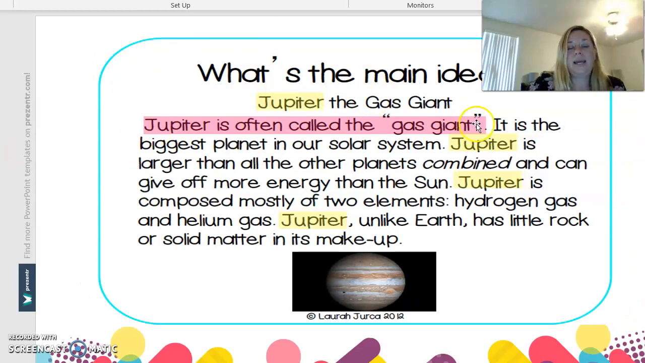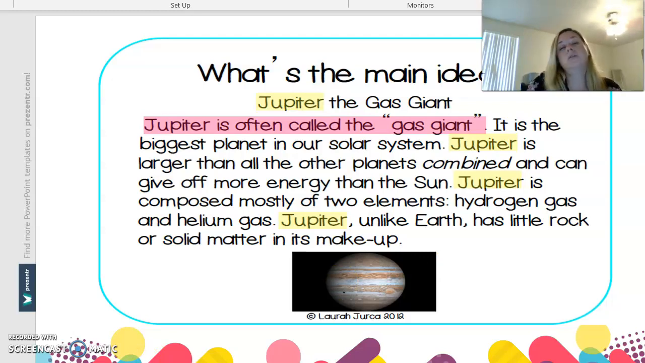And then the main idea, a lot of times the little trick is the main idea is something to do with the title and often can be found in the first or second sentence of a paragraph. So Jupiter is often called the gas giant. Look at that, matches our title. It is the biggest planet in our solar system. Jupiter is larger than all the other planets combined and can give off more energy than the sun. Well, now that we have the main idea, we're going to look at our supporting details.